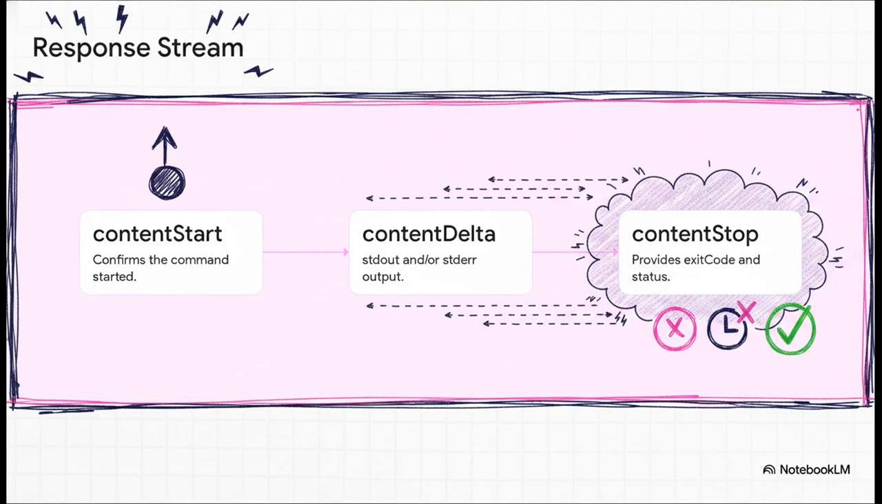Oh, and the real-time response stream? This is a game changer. You immediately get a contentStart event so you know it's running. Then you get a stream of contentDelta events line by line, just like you're watching a terminal. You see errors the second they happen. And finally, you get the contentStop event with that all-important exit code, so your program knows for sure if it succeeded or failed. No more waiting 5 minutes just to find out you had a typo in your command.